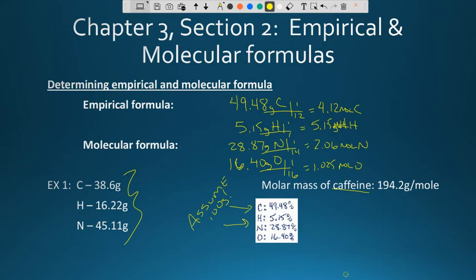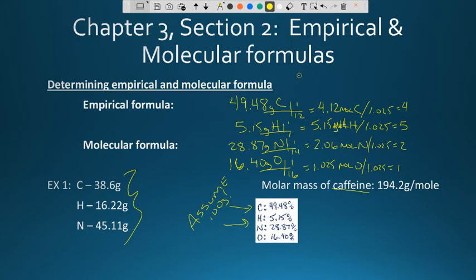Okay, now remember the next step. Step 2 is always divide everything by the smallest number of moles to get our simplified ratio. So I'm going to divide everything by 1.025. This tells me that in its simplest form, the compound of caffeine is going to be 4 carbons for every 5 hydrogens, for every 2 nitrogens, for every 1 oxygen.